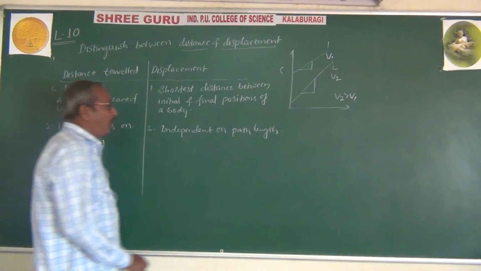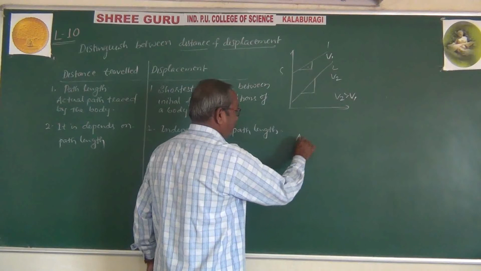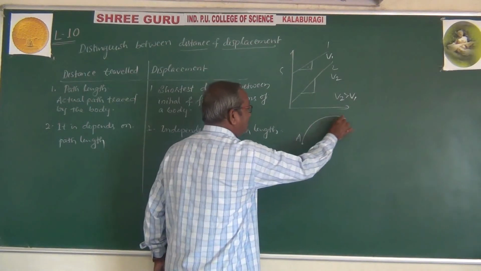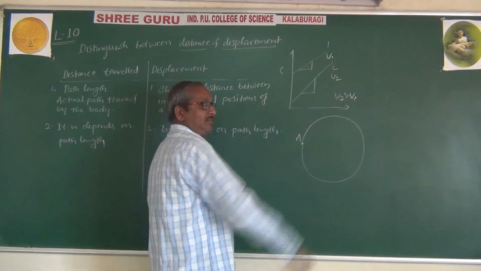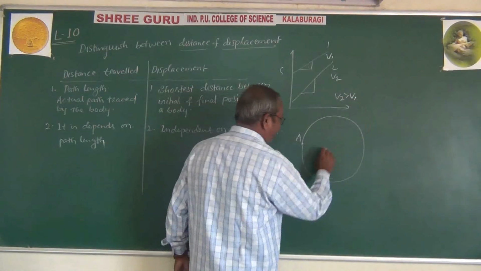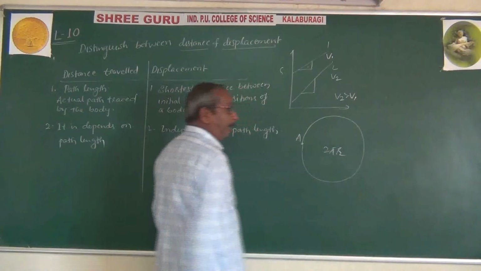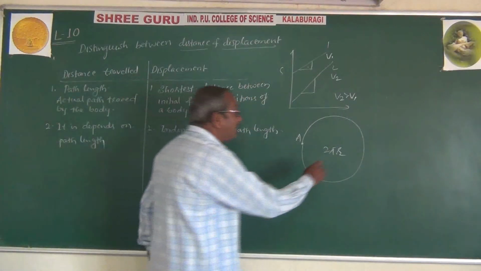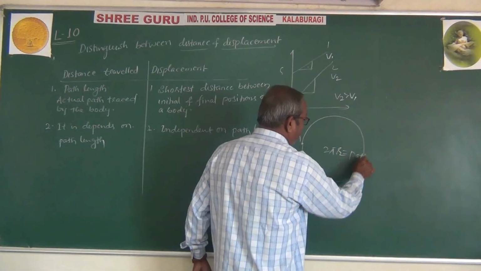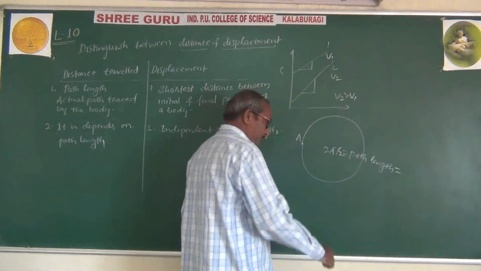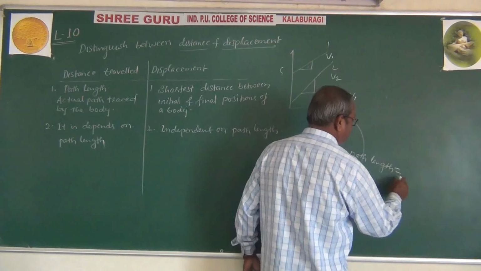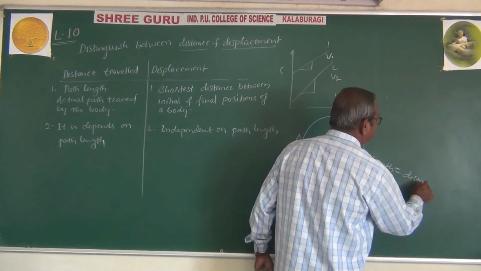For example, the body starts from A and moves like this, and like this, and like this, and it comes back. Its actual path for one circle is 2 pi r. This is path length, which is nothing but distance traveled.